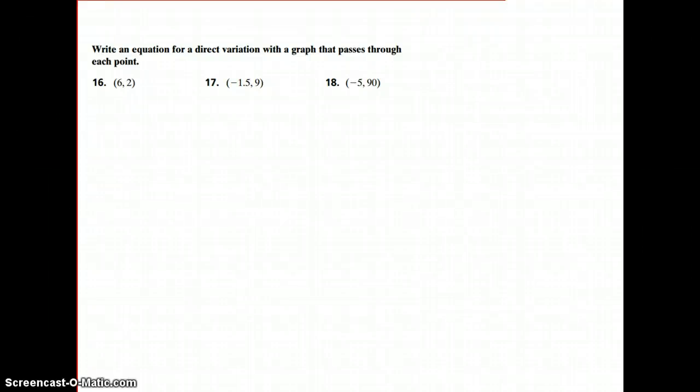Hi, one of the homework questions that was emailed to me was problem number 17, and I can see why it had a little bit more difficulty because it has a decimal in it.